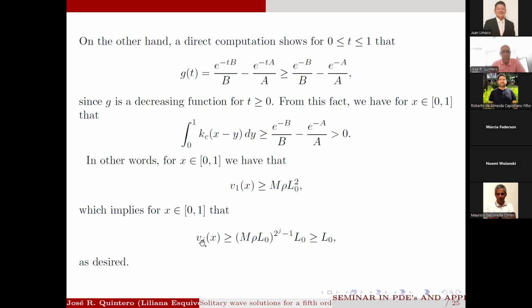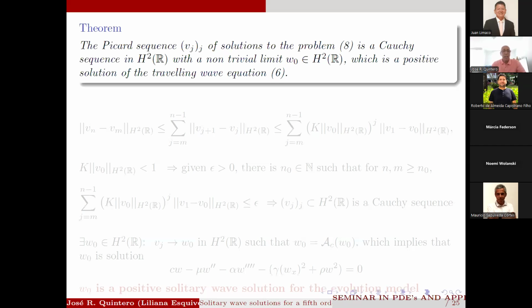So you get that for any x in [0, 1], you have b_j(x) is greater or equal than H0. So this prevents us from going to 0 when we get a Cauchy sequence. And then the next step is just to show that the sequence is a Cauchy sequence, which is essentially because we have a contraction.